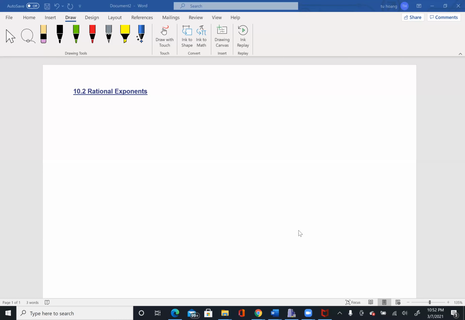Okay, so we come back with section 10.2, rational exponents. In this section, we will talk about when I have an exponent in a rational form. We have learned that. Let's say remark.